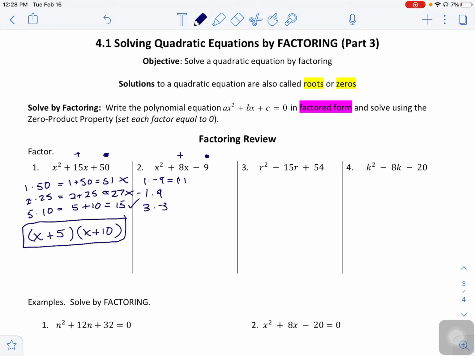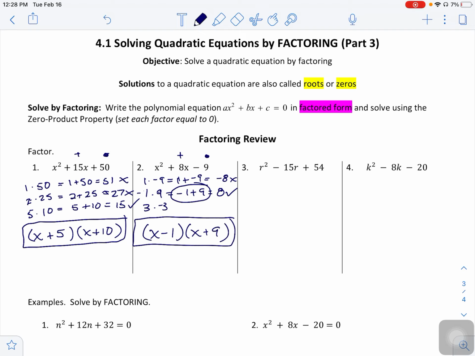1 plus a negative 9 gives you negative 8. That doesn't work. Negative 1 plus 9 gives you 8, and that works. So we are going to go with negative 1 and 9. So x minus 1 times x plus 9 is our two factors for this quadratic equation.